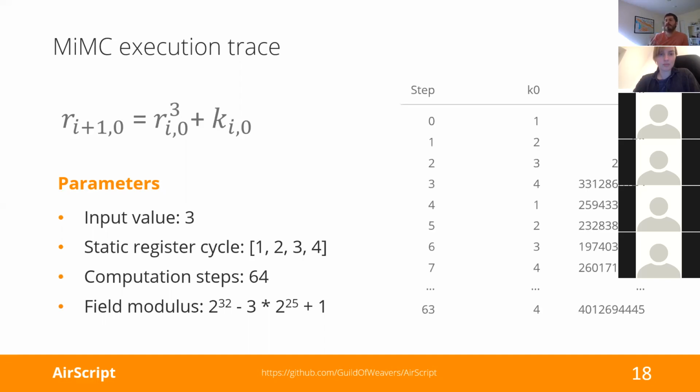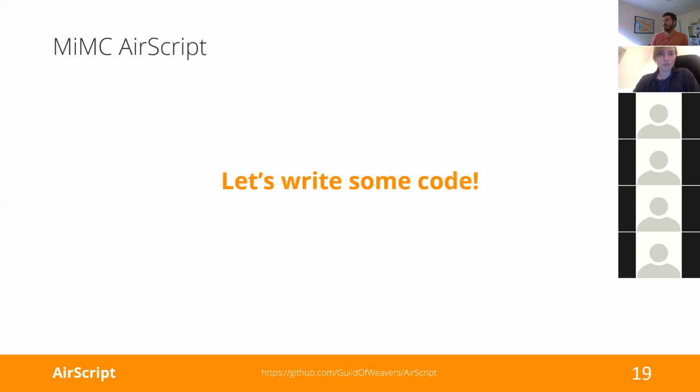Okay, so if we run this computation using these parameters, we will generate an execution trace that looks like this. You can see the sequence of 4 values repeating here, and you can see we start out with 3. We cube it, add this value, so it works like this, and it works like that. So it's fairly straightforward. So let's do this using AirScript, and I'll be sharing my screen here.